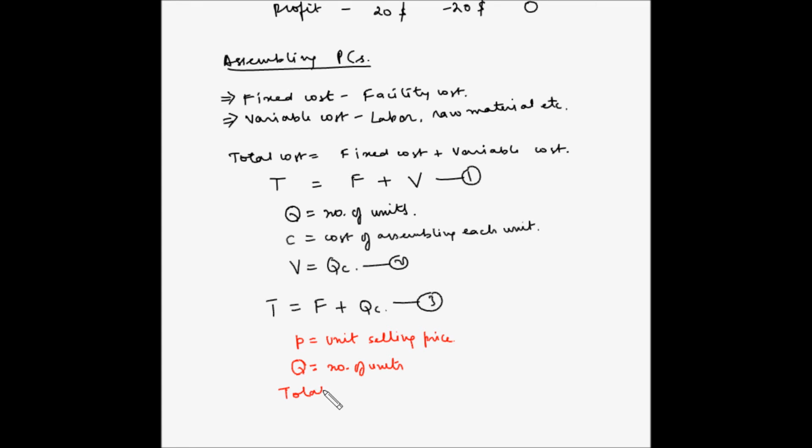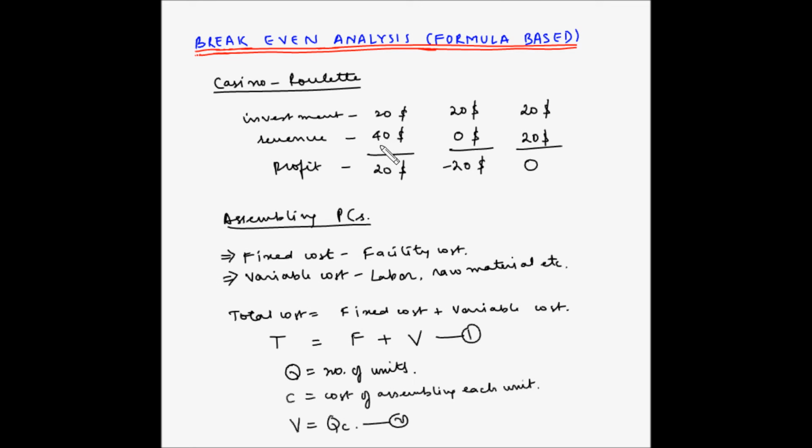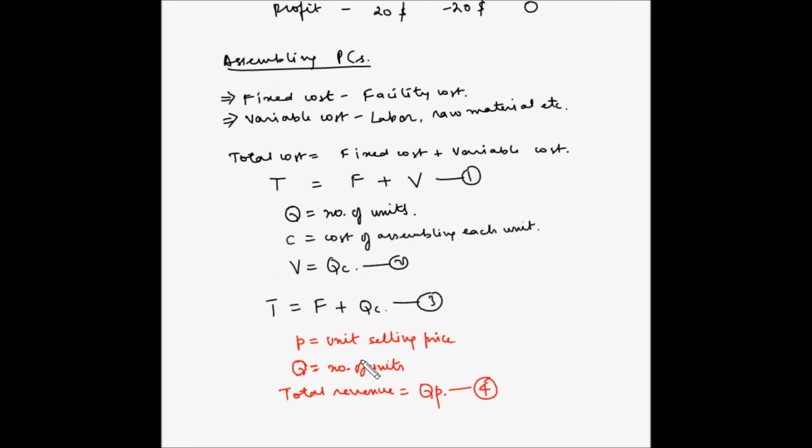So total revenue is Q multiplied by P. This is, let's say, number 4. So this total revenue can be considered the amount that you received at the roulette table at the end of first round. So your total cost is fixed cost plus the multiplication of quantity and the unit cost. Your total revenue is the multiplication of the number of units and the unit selling price.